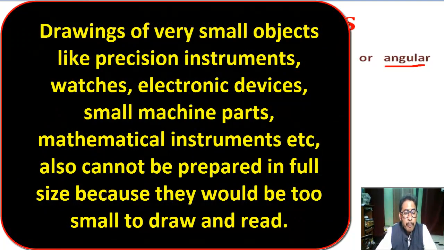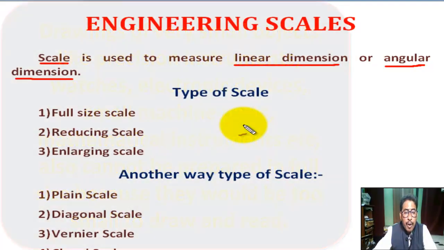Drawings of very small objects like precision instruments, watches, electronics devices, small machine parts, mathematical instruments, etc. also cannot be prepared in full size, cannot be drawn in original size, because they would be too small to draw and read.